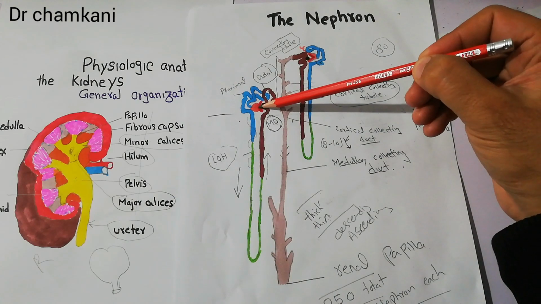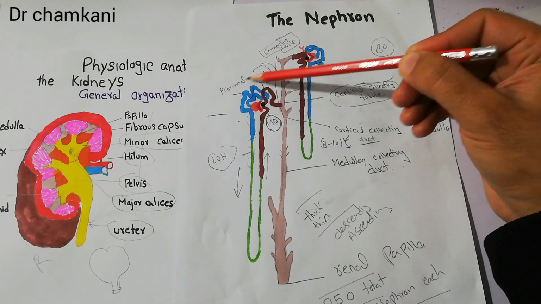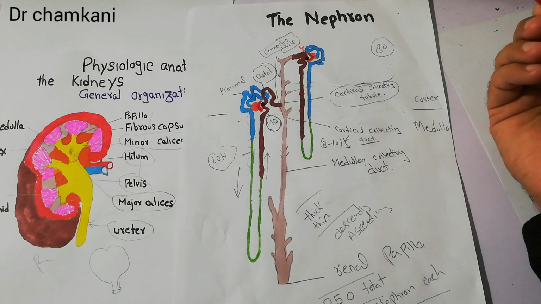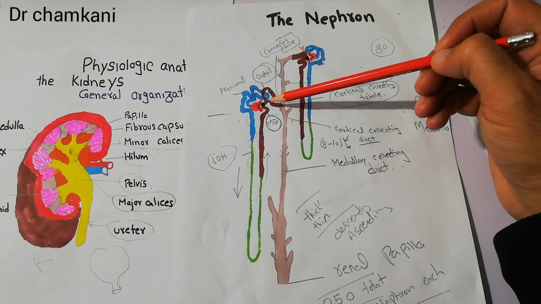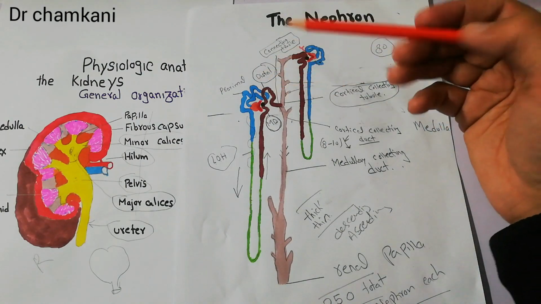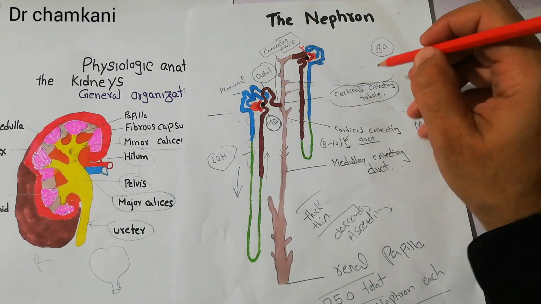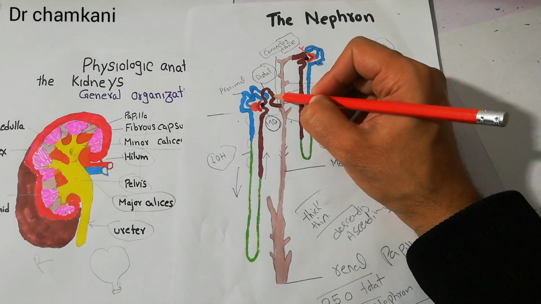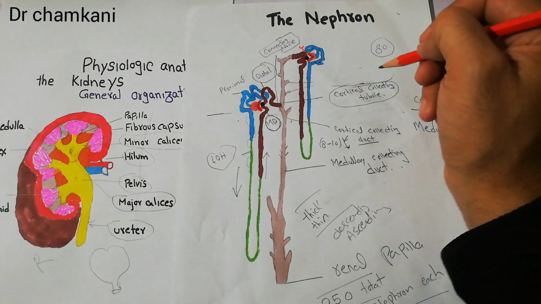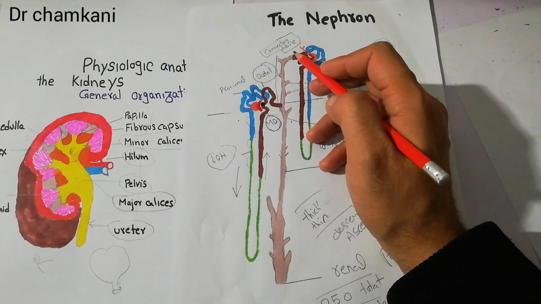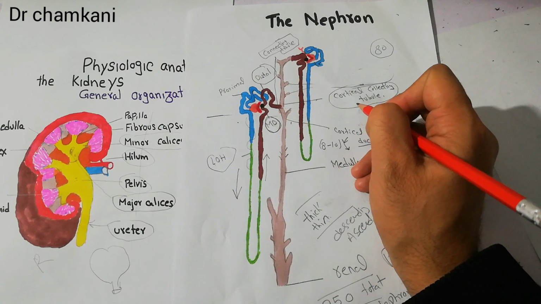So, initially the glomerulus, then the Bowman's capsule, then the proximal convoluted tubule, then the thick and thin segments of the ascending and descending limb of loop of Henle. Finally, after the macula densa, we have the distal convoluted tubule. And after the distal convoluted tubule, we have the connecting tubule. Now, this connecting tubule is connecting this nephron with the cortical collecting tubule. So, a lot of connecting tubules make the cortical collecting tubule.